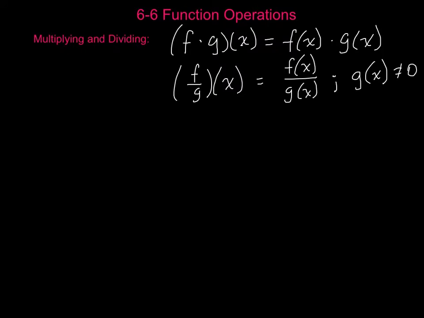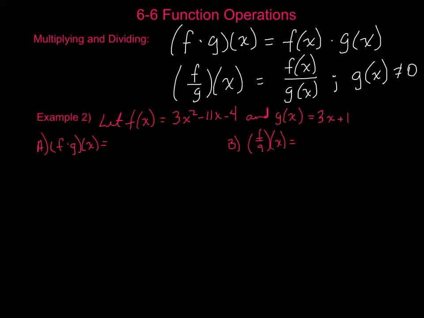Now multiplying and dividing functions is very simple as well. We will have f times g of x, which is the same thing as taking f of x and multiplying by g of x. We have f divided by g of x, which is f of x divided by g of x. However, here, also be careful. Remember, when we divide, you're not allowed to divide by 0. So we must create a condition so that g of x does not equal 0.